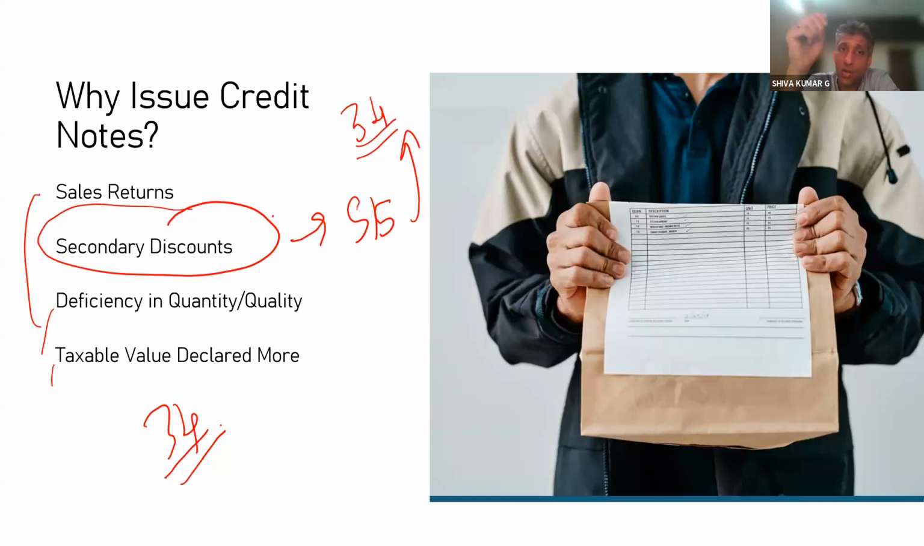The word discount doesn't actually feature in section 34. So then how does discount go into a credit note? If your value gets reduced under section 15 because of secondary discounts, then basically you have declared more value in your original invoice. Because you have declared more value in the original invoice, you issue a credit note under section 34. So there is a cross link between section 15 and section 34 here.